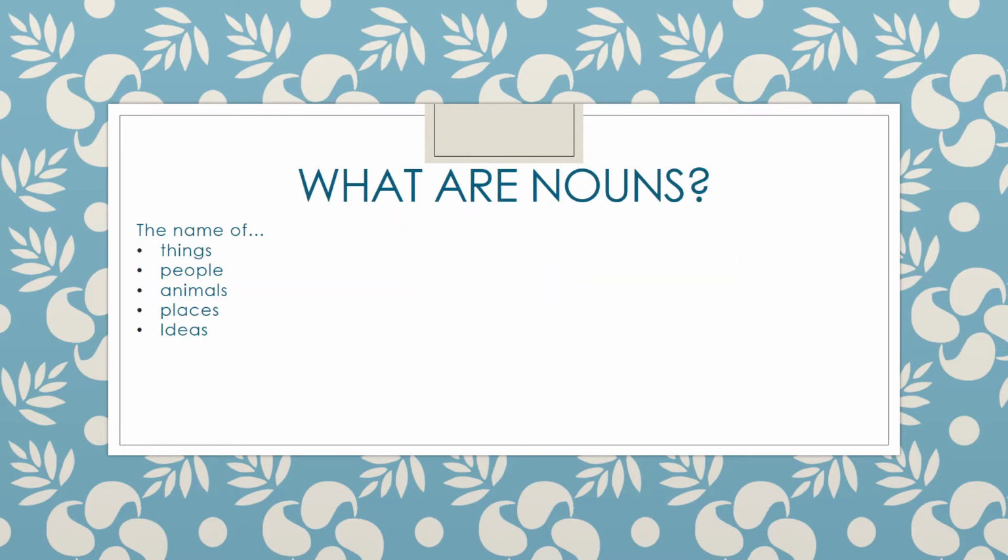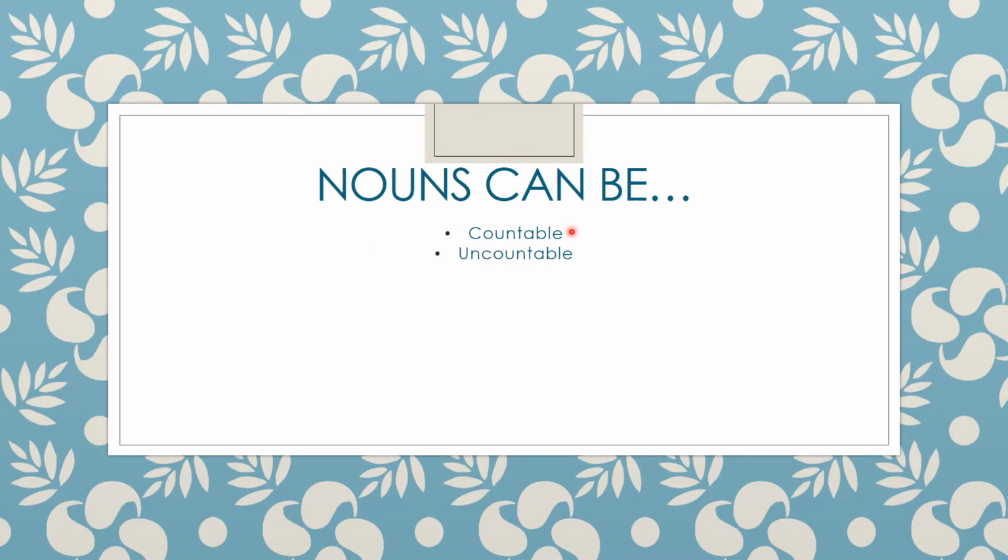First of all, we have to know what nouns are. Nouns make up the largest class of words in most languages, including English. Nouns are the names of things, people, animals, places, and ideas, that is, concepts and feelings. Nouns can be countable, that means they can be counted, or uncountable, that means they cannot be counted.